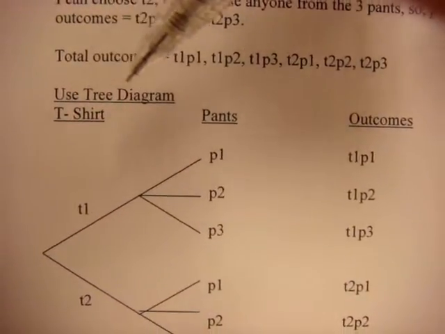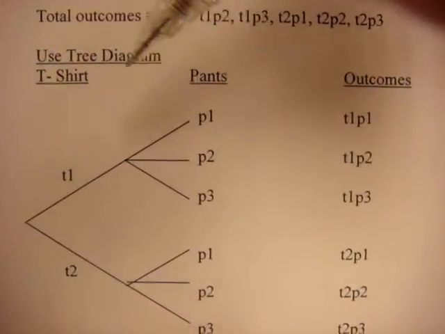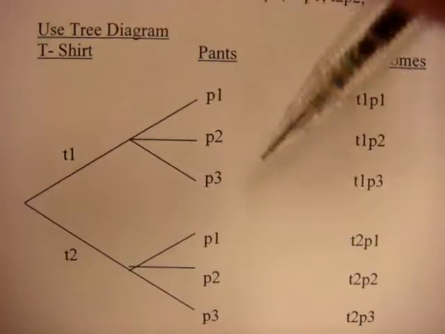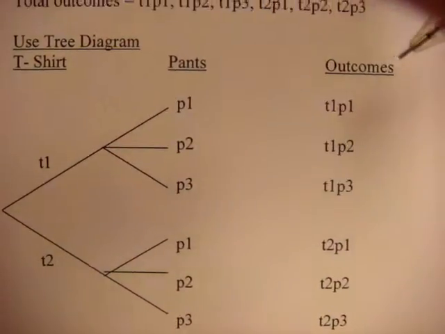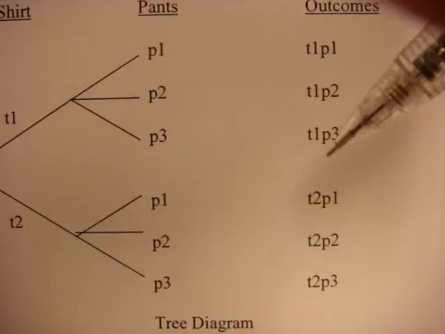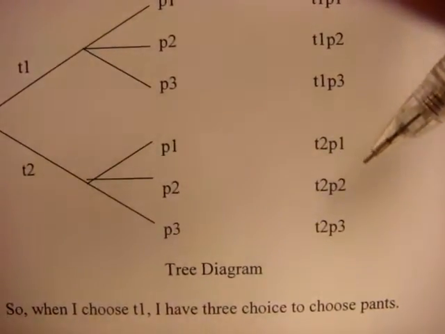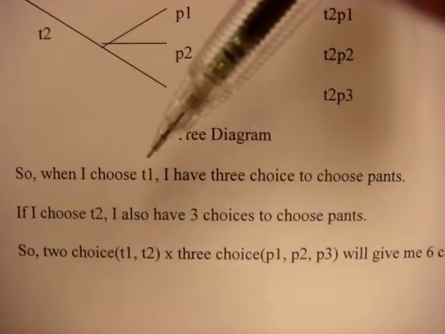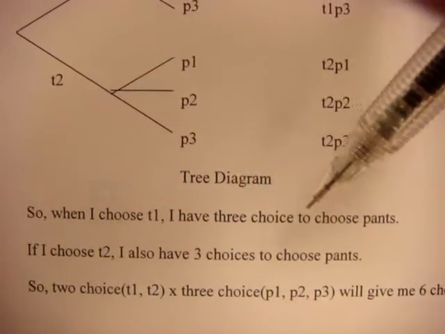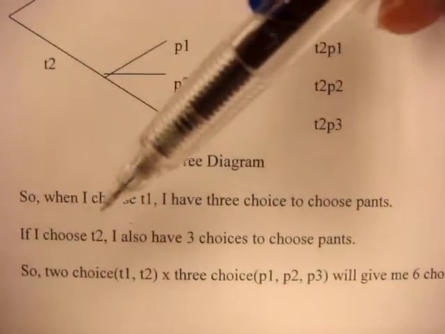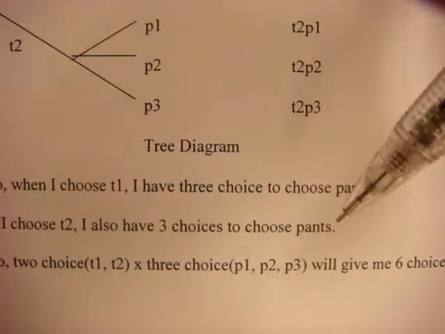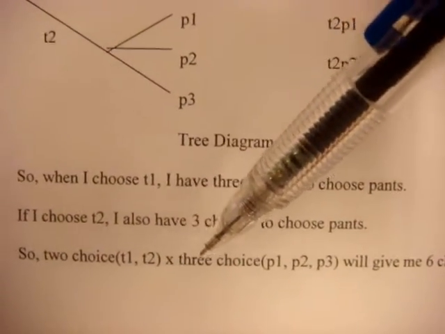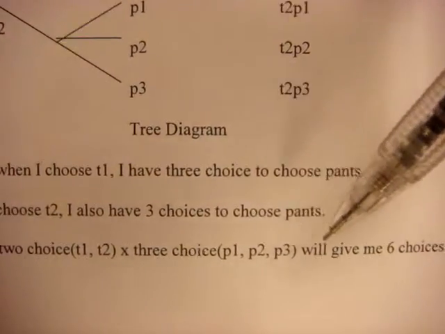Then I will use a tree diagram to solve this question. First, I have 2 t-shirts, then I have 3 pants. So my outcomes are T1 P1, T1 P2, T1 P3. Then T2 P1, T2 P2, T2 P3. So when I choose T1, I have 3 choices of pants. If I choose T2, I also have 3 choices of pants. So 2 choices, T1, T2, times 3 choices, P1, P2, P3.